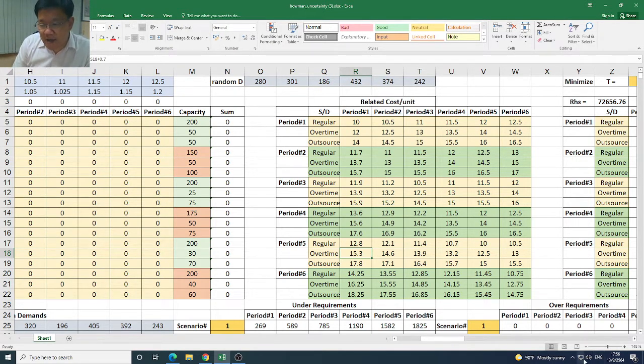So let's look at the here. Now you understand this is a cost. It means that this is a regular cost if you are using the current capacity of both regular, overtime, and outsource in that period. But when you use that for the future period, the cost keeps increasing, right? Because you need to add the holding cost.